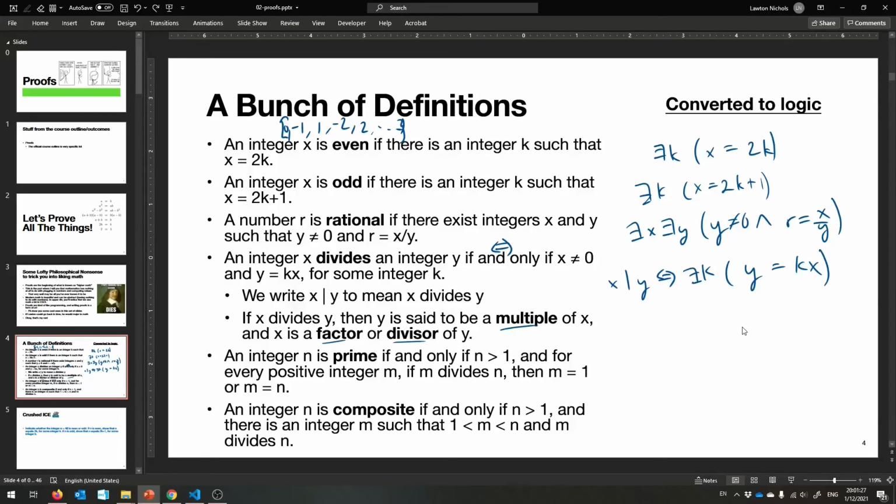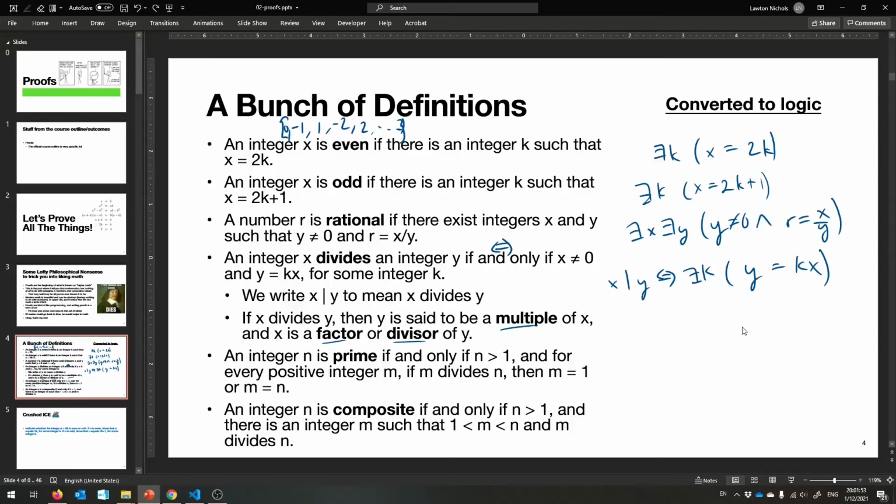So an integer is prime if and only if, well, it has to be greater than 1. We're not going to make any negative numbers, or 1, or 0. We're not going to call those prime. And for every positive integer m, if m divides n, then m equals 1 or m equals n. That's trying to say that the only things that can divide a prime number are itself or 1.